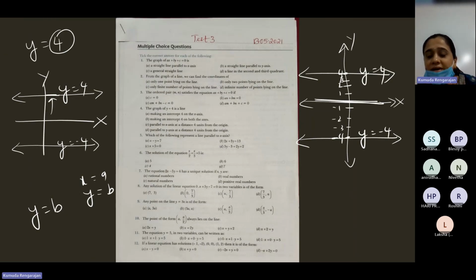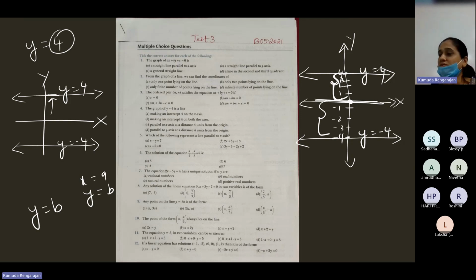See here. This is the origin. At a distance of 4 units from the origin. If you're wondering how they will express it when it is below, they'll say at a distance of minus 4 units from the origin. You can use the word above or below. So they'll say 4 units from the origin if it's above, minus 4 units from the origin if it's below.